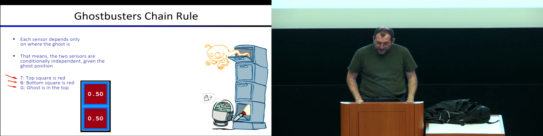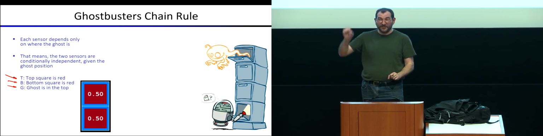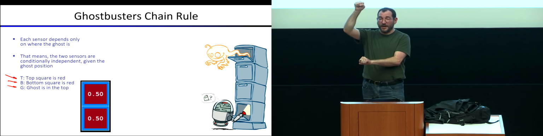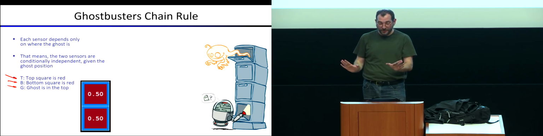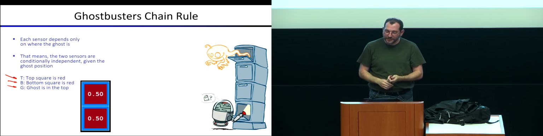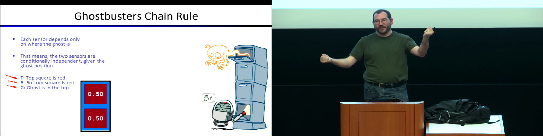What that means is the 2 sensors are certainly not marginally independent, because if I read red up top, I'm probably not going to read red on the bottom, and if I read red on the bottom, I'm probably not going to read red up top. But it's reasonable to say that they're conditionally independent given the actual position of the ghost. That is, if I know where the ghost is, now these are just noisy sensor readings that aren't correlated.